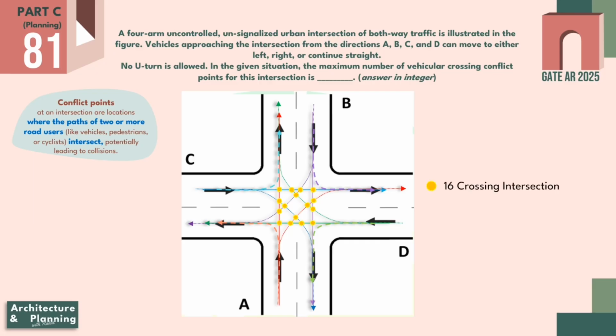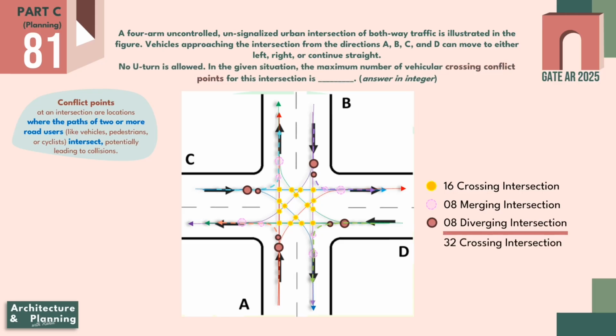Other than this, there are points of merging and diverging of vehicles. These pink color points are merging points where 2 or more vehicles are merging with each other. So in a 4-legged intersection, there are total 8 merging points. Similarly, we will count diverging points which are shown in brown color. These are basically the points at which a vehicle has a choice to move to more than one direction. And here there are 8 diverging points. Hence there are total 32 conflict points.